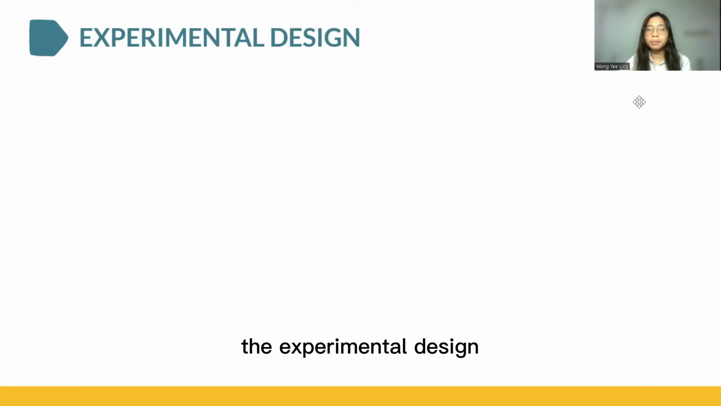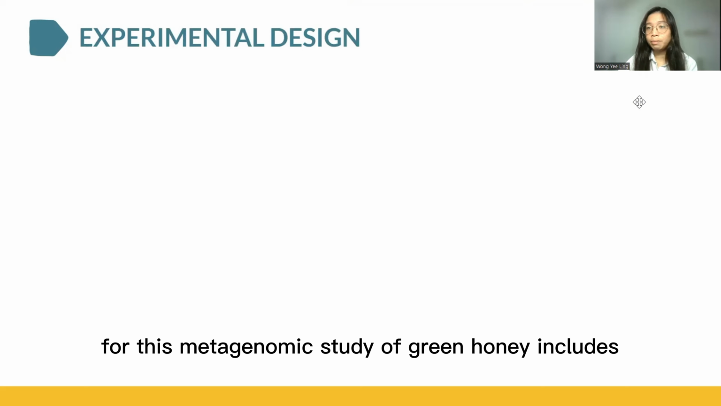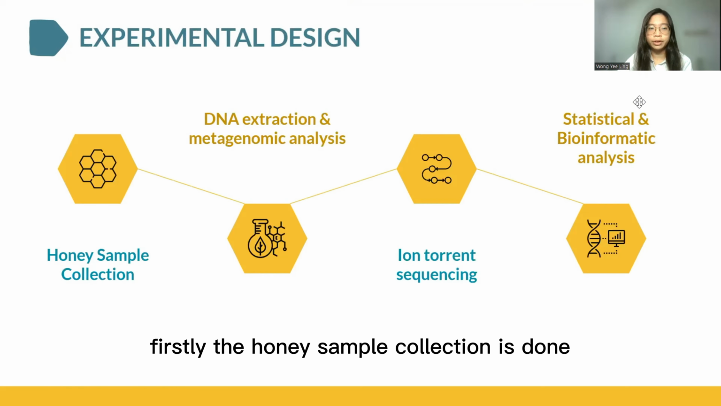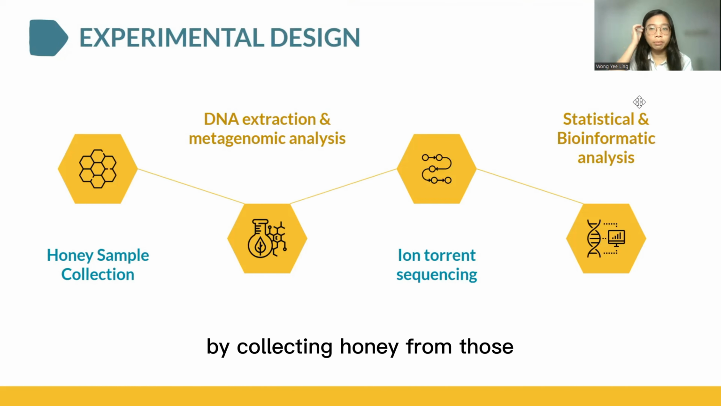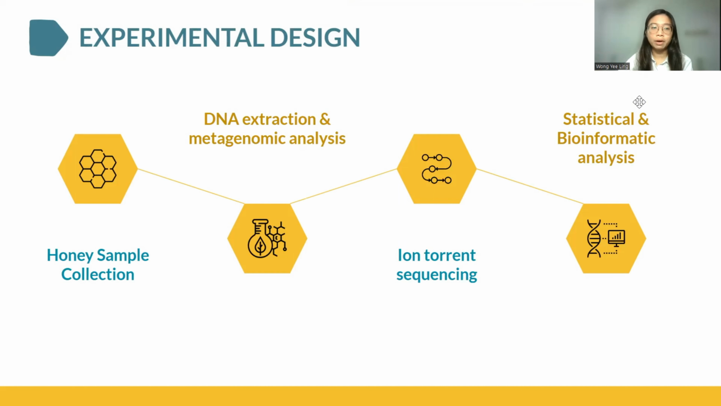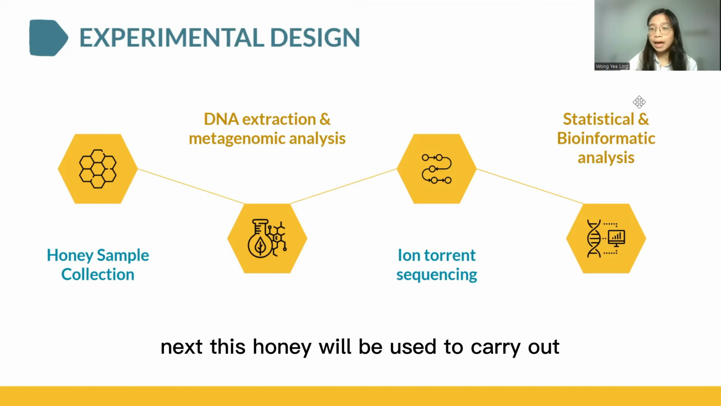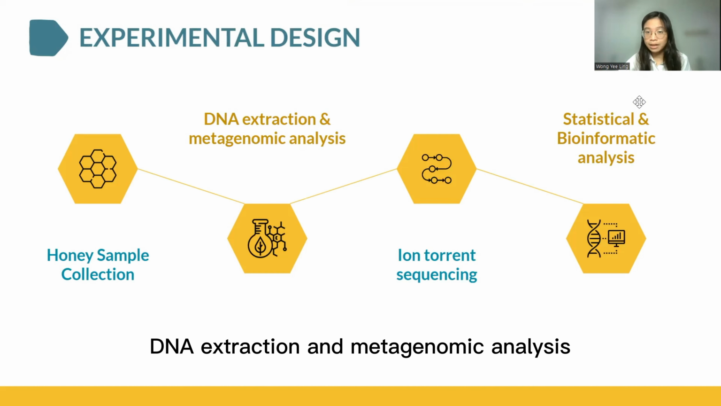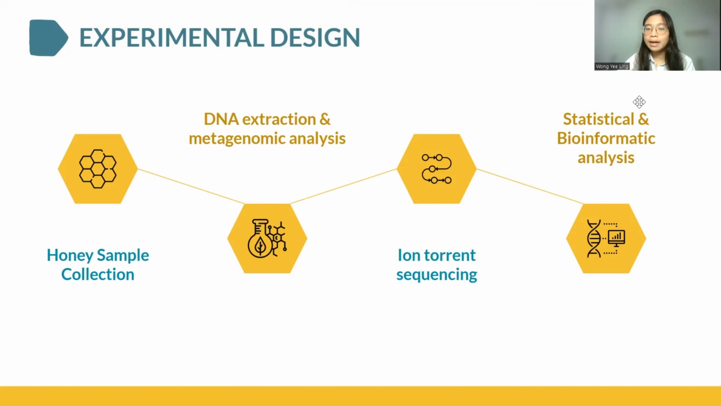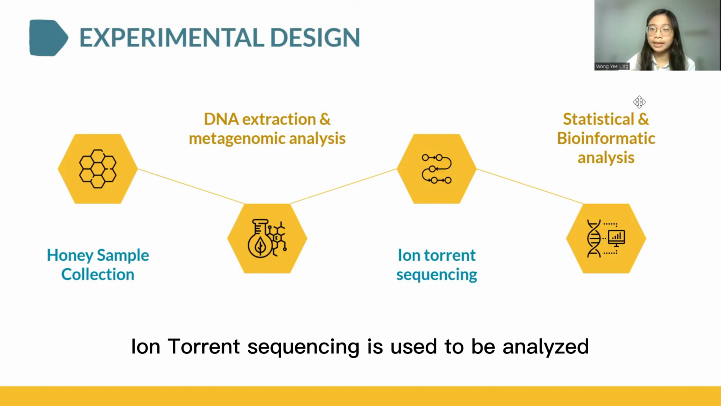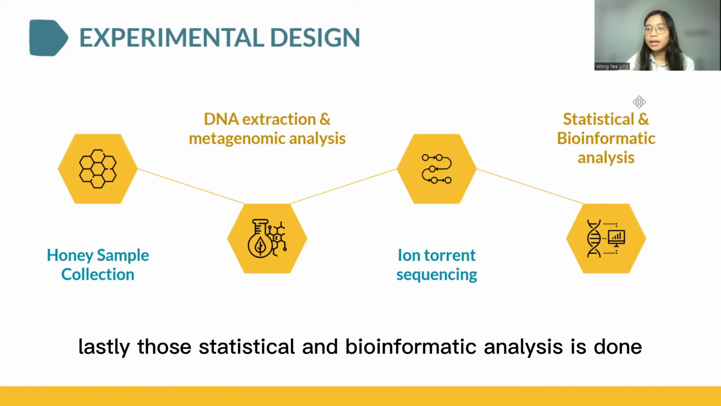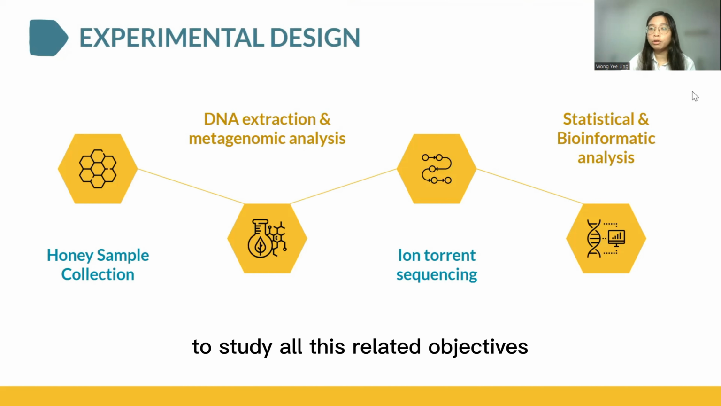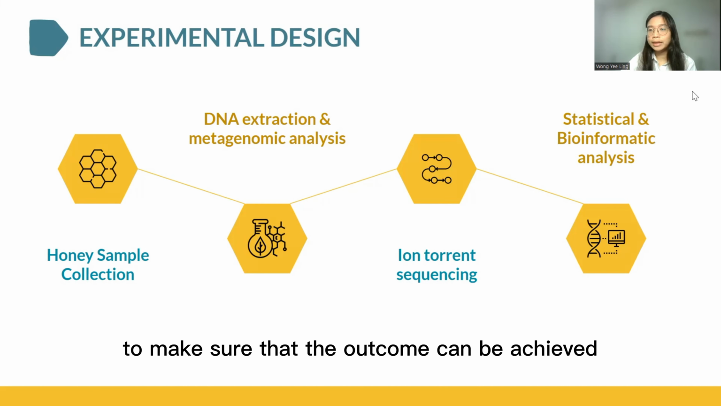So here, the experimental design for this metagenomic study of green honey includes, firstly, honey sample collection, which is done by collecting honey from honeybee farms in Malaysia. Next, this honey will be used to carry out DNA extraction and metagenomic analysis. After that, Ion Torrent sequencing is used to analyze all these samples. Lastly, statistical and bioinformatics analysis is done to study all the related objectives to make sure the outcome can be achieved.